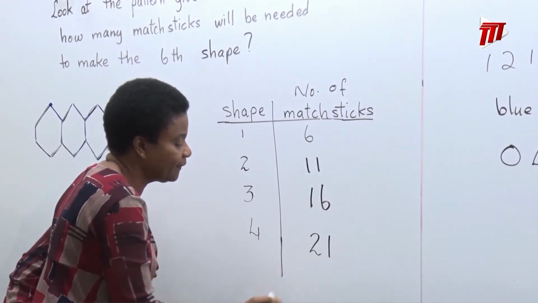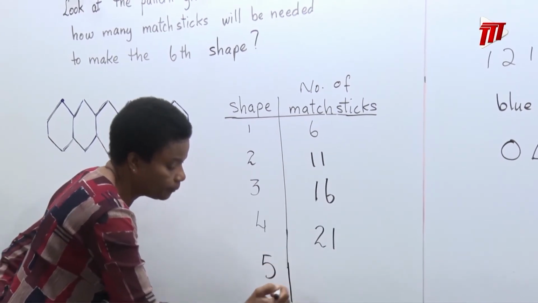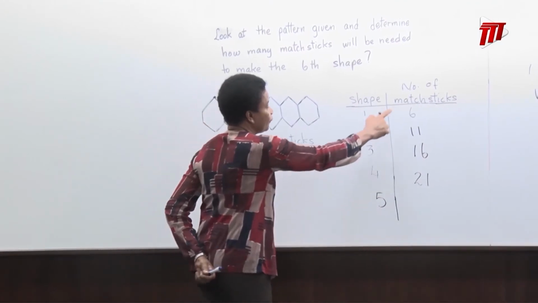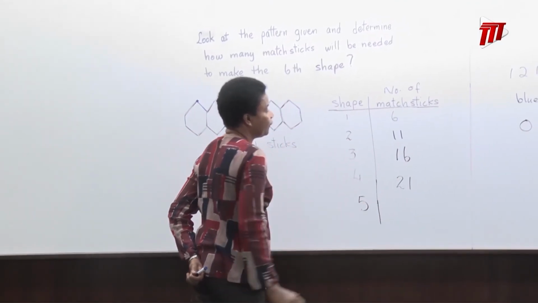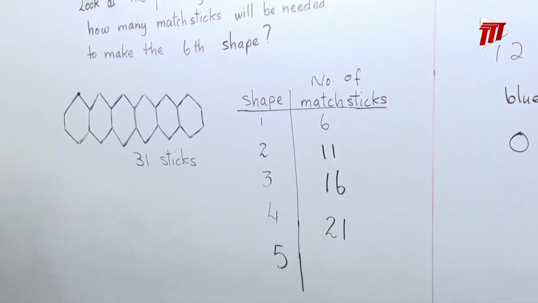Take a few moments, have a good look, and tell me, without drawing the shapes, how many matchsticks do you think will be needed for the fifth shape? Do you notice anything? Any pattern?